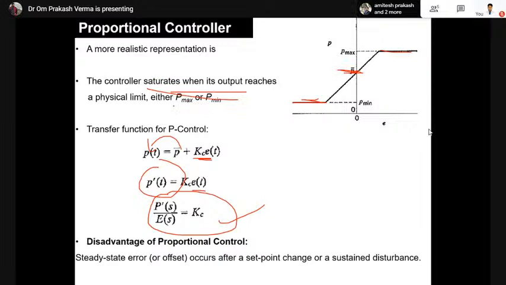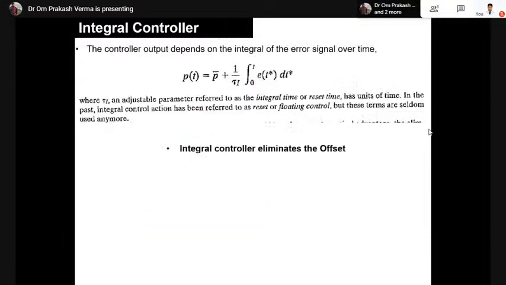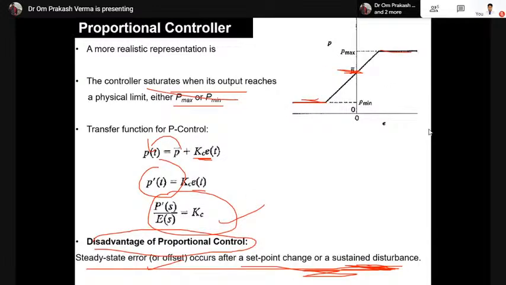One problem, the disadvantage of proportional control, is the steady state error. Steady state error means offset. One offset is always present in the case of the proportional controller. So why am I saying the steady state error is present in the proportional controller? I have not discussed it in our slide.